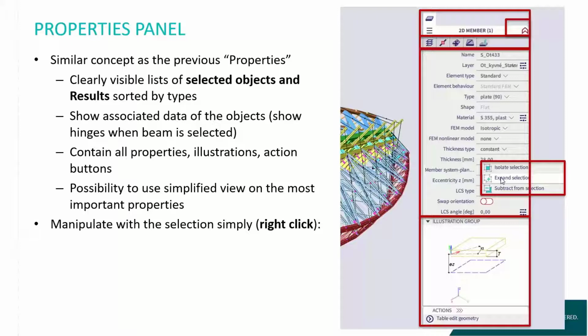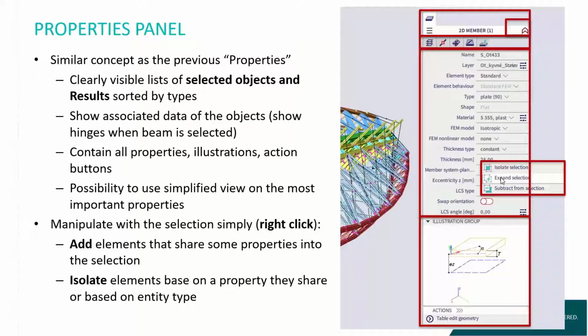And one of the most important features, which might not be that simple to find because in the old UI it was not there, is that on right click of your mouse, you are able to see a specific context menu, which allows you to work with the selection. So if you, for example, want to select all the beams with a certain cross section, you just right click on the cross section and expand selection by all the selection with this property.